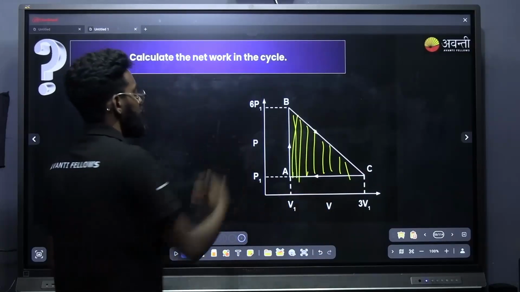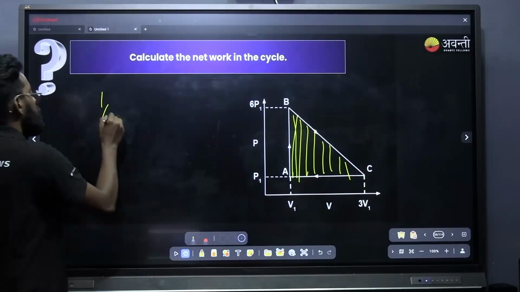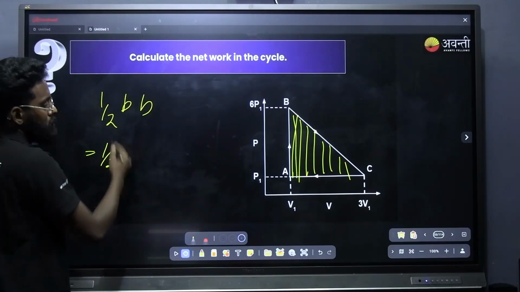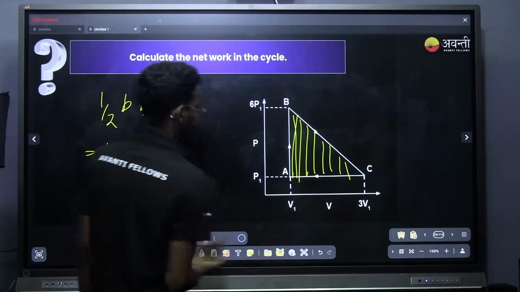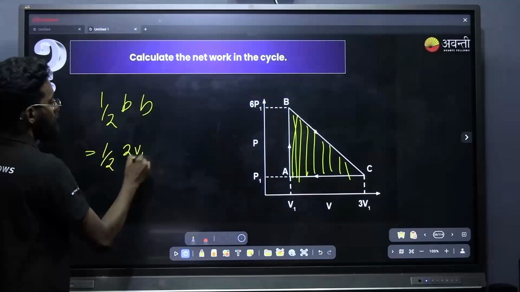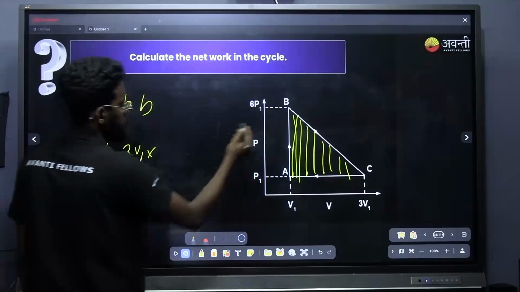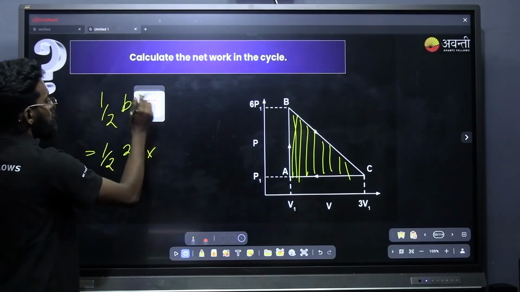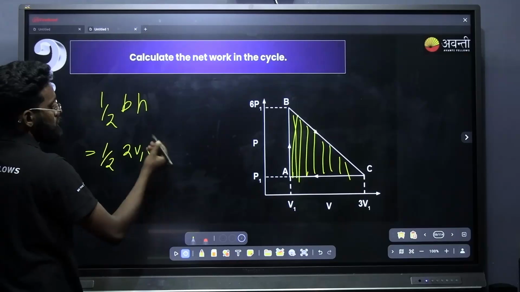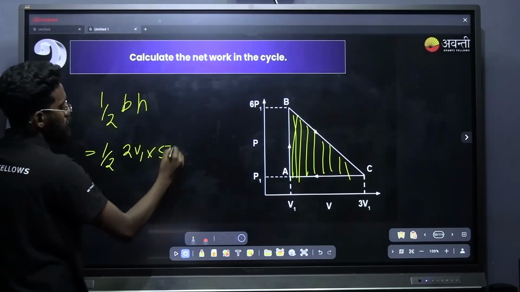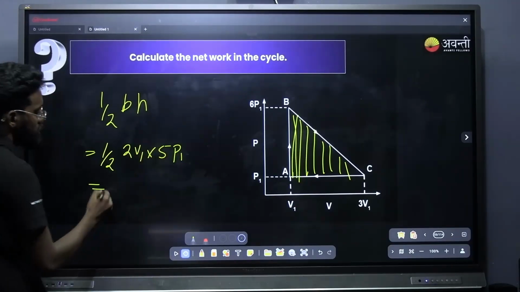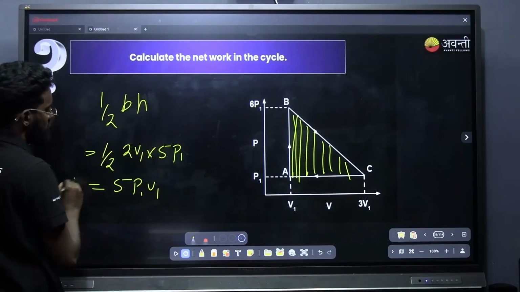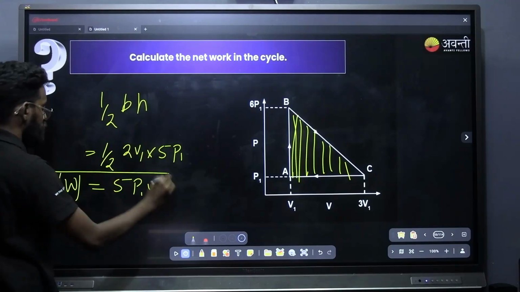So here you can see a triangle only. What is the area of a triangle? Half into base into height. And what is the base? What is the change in volume here? 2V1, right? 2V1 is the base. Change in pressure is the height. What is the change in height? It is 5P1. So what is the answer? 5P1V1. That is the work done. That is the magnitude of work done.